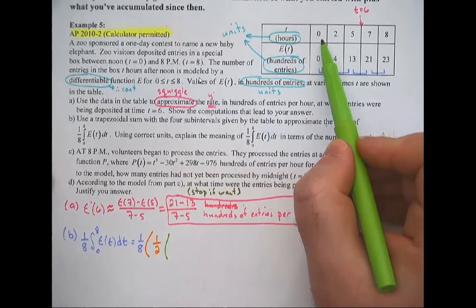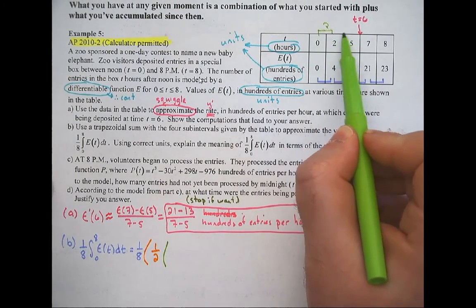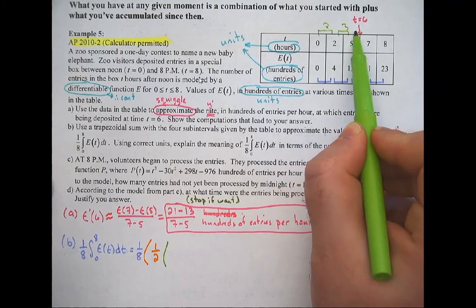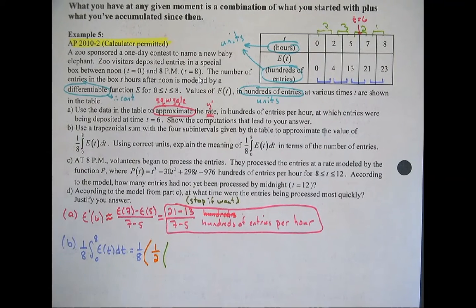Can we take out a common height? Do we have a common height? That's a difference of 2. That's a difference of 3. Nope, game over. Difference of 2. That's a difference of 1. So we don't have what's called equal length subintervals. We have to calculate our height and base 1, base 2 differently.